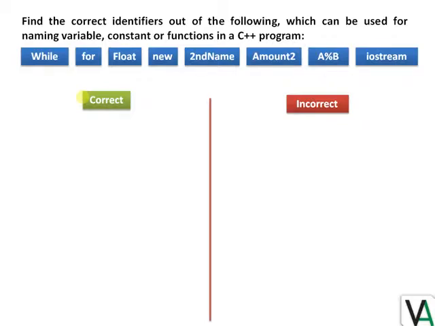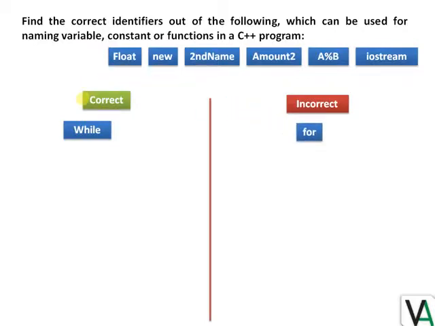So first we have while. While is a keyword, but over here W is in capital, so it is correct. It can be the variable name or a constant name or a function name or any identifier name we want. For is a for loop, and all the letters of for are in lowercase, so it is incorrect to give a name like this. Float is a data type and keyword also, so over here F is capital, so it is correct. We can give a name like this.